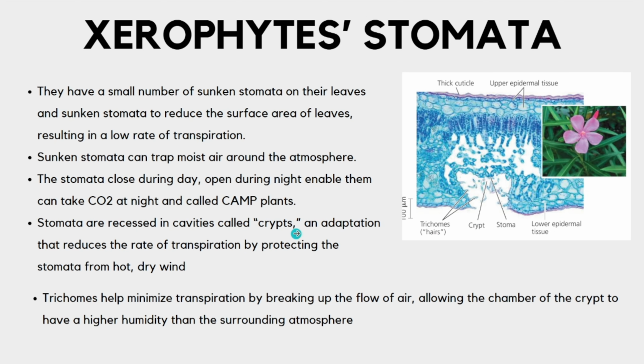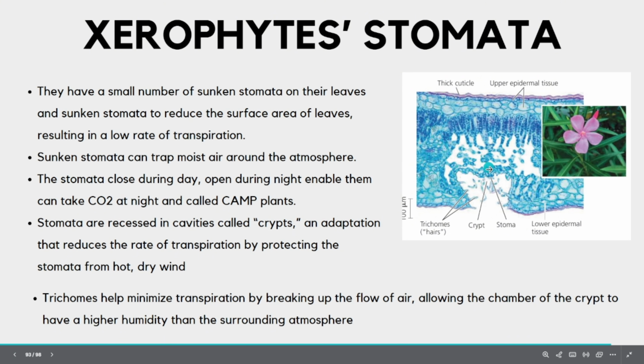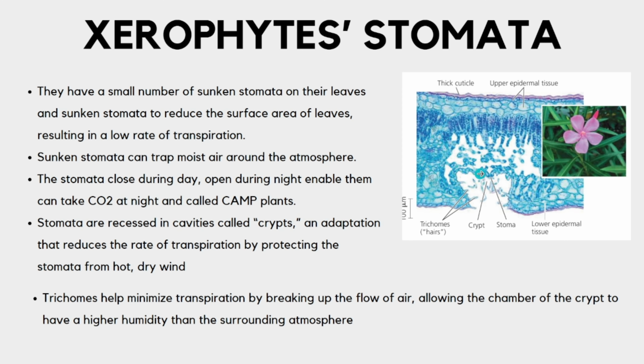This is a cavity. This adaptation reduces the rate of transpiration by protecting the stomata from the very hot, drying environment. Right? Because you can see that it is located at the very upper region. So meaning that during hot conditions, the heat is not easily transmitted from here into the stomata, so that it can reduce the rate of transpiration.